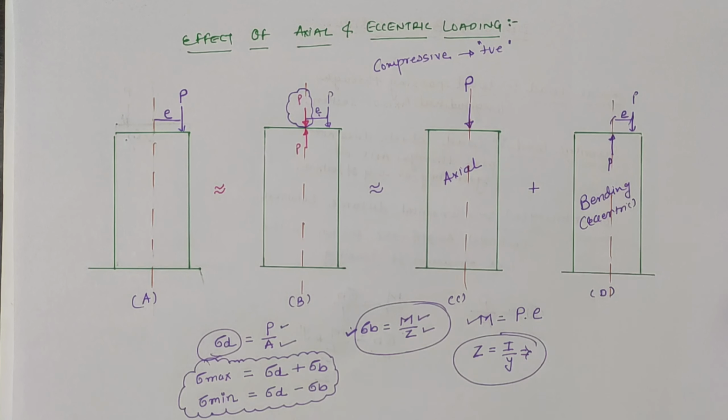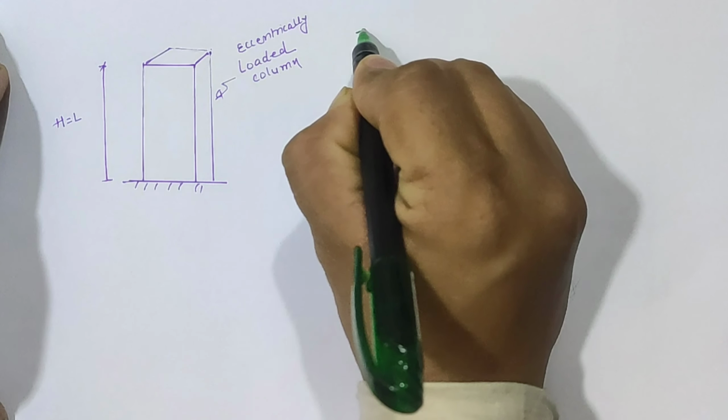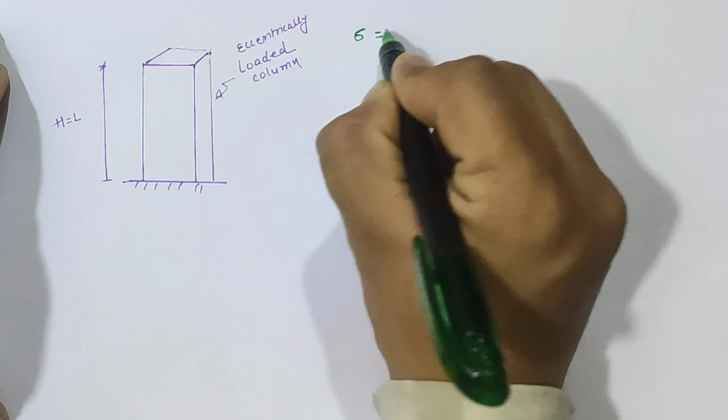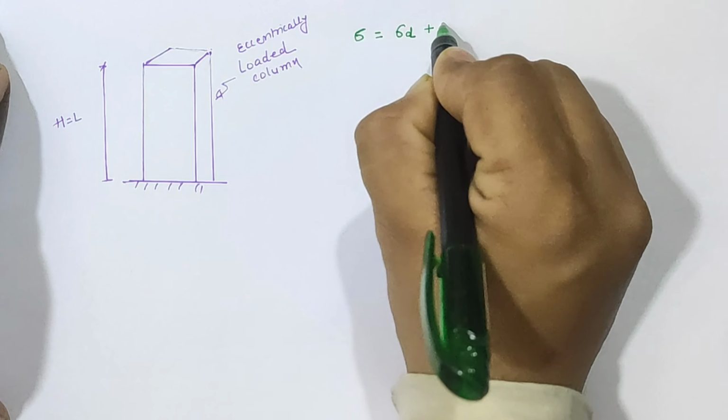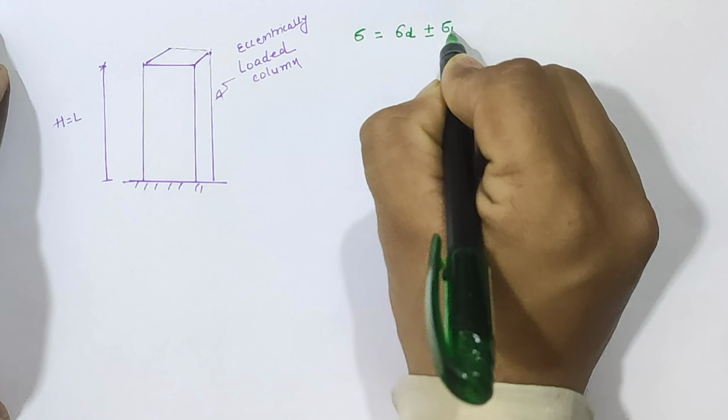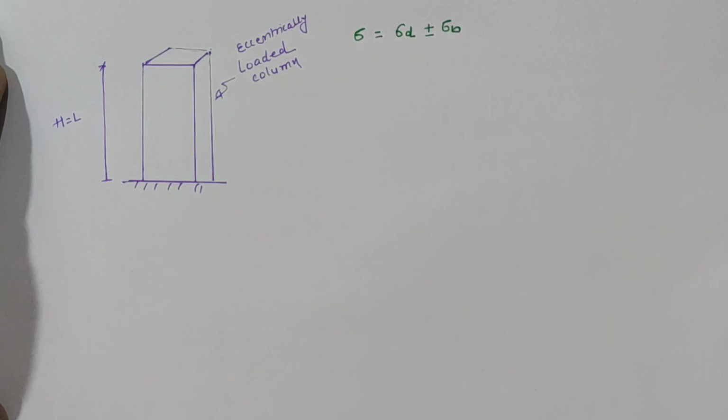Now let us consider the stress distribution diagram for bending and direct stress along the eccentrically loaded column. We know that the total stress can be written as sigma D as the direct stress plus or minus sigma B as the bending stress.